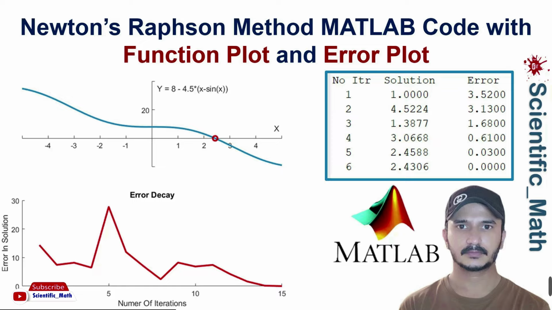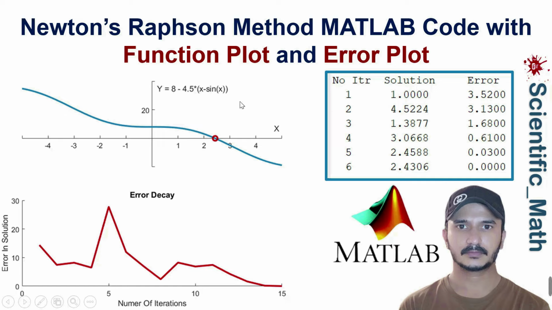In this lecture, we will write a MATLAB code for the Newton-Raphson method with the function plot and the error plot like that. This is the function plot with the numerical solution that we have. And this one is the error plot: as the number of iterations increases, the error in the solution decreases and becomes 0 after 15 or 16 iterations.